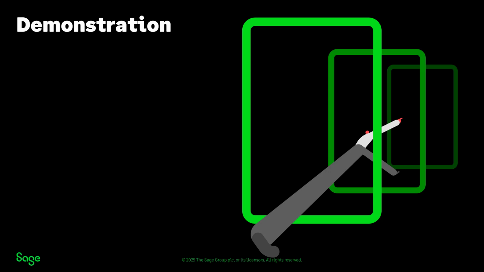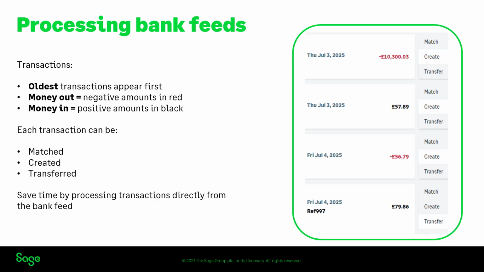So once the transactions are downloaded, they'll appear in date order with the oldest transaction shown first. Money out transactions are displayed in red as a negative amount, while money in transactions will appear in black as a positive amount. And each transaction includes 3 processing options to either match, create, or transfer. And these options allow you to quickly process transactions directly from the bank feed without needing to enter them manually.